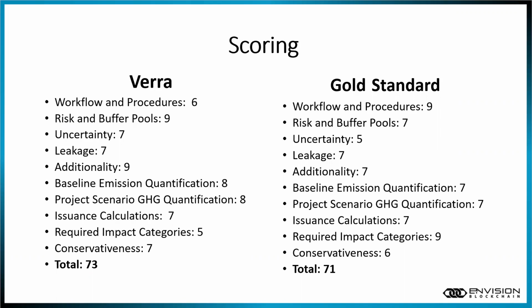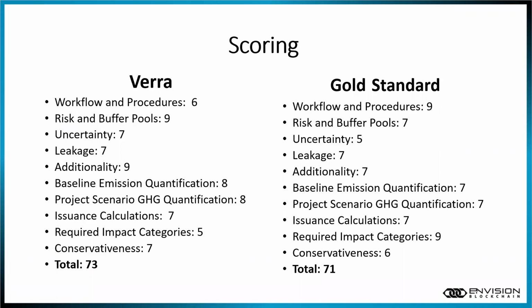Under required impact categories, Gold Standard requires 3 SDGs, so they're impacting more categories and will award more points under that factor. For general conservativeness, Verra results in less CRUs despite using the same hypothetical project, and therefore is considered more conservative for this specific context and instance. But keep in mind that conservativeness scores will be project and context specific.